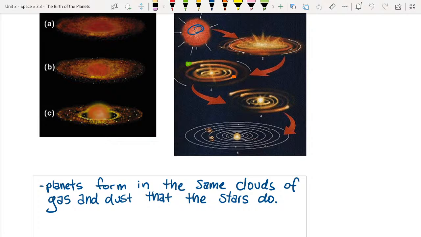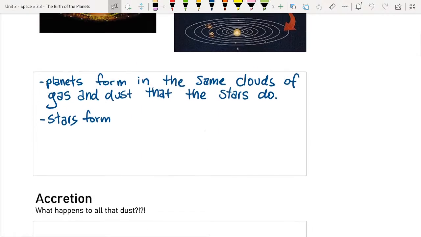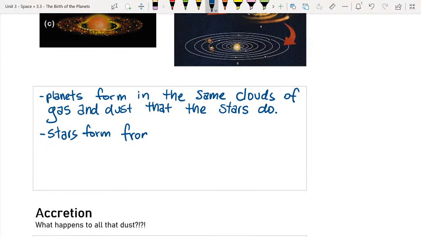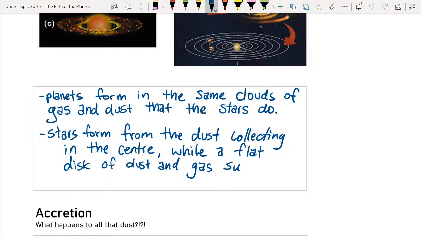Kind of a cool process. I think it's cool. So we're going to write that down. We're going to keep it fairly short, but stars form from the dust collecting in the center, while a flat disk of dust and gas surrounds the forming star. And I'll give you time to write that.